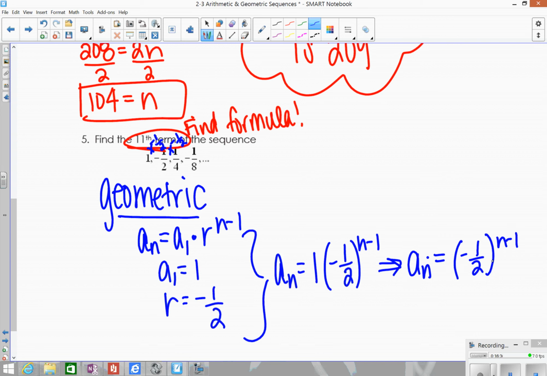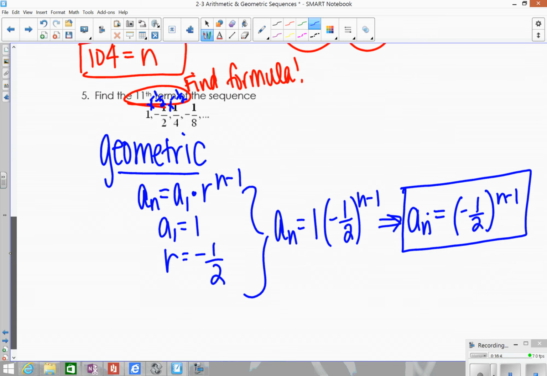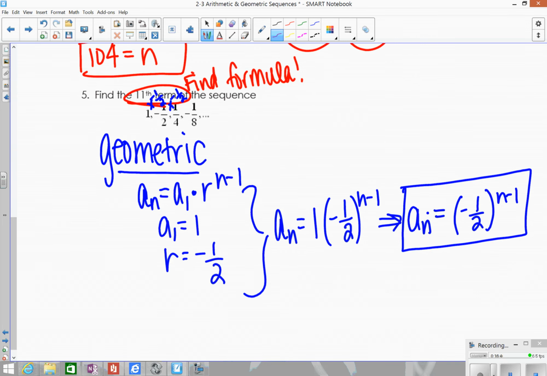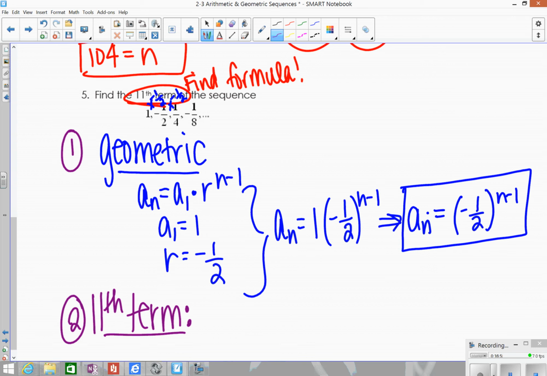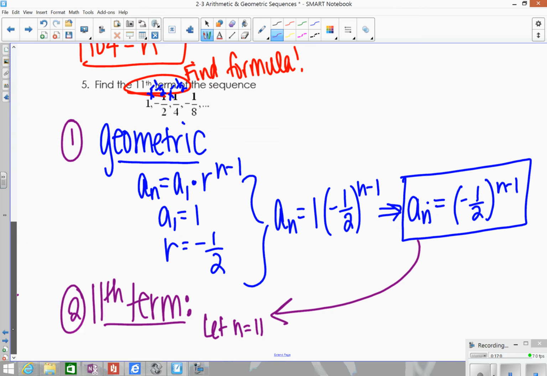You want to make sure that you have parentheses, especially for this one, because it's -1/2 being raised to the n minus 1. It's always that common ratio being raised to the n minus 1. So here's your answer. Either of these are acceptable. And then from here, the second part is to find the 11th term. So this was part 1. Part 2 is to find that 11th term. So you're going to use your formula and let n equal 11 and plug in 11.